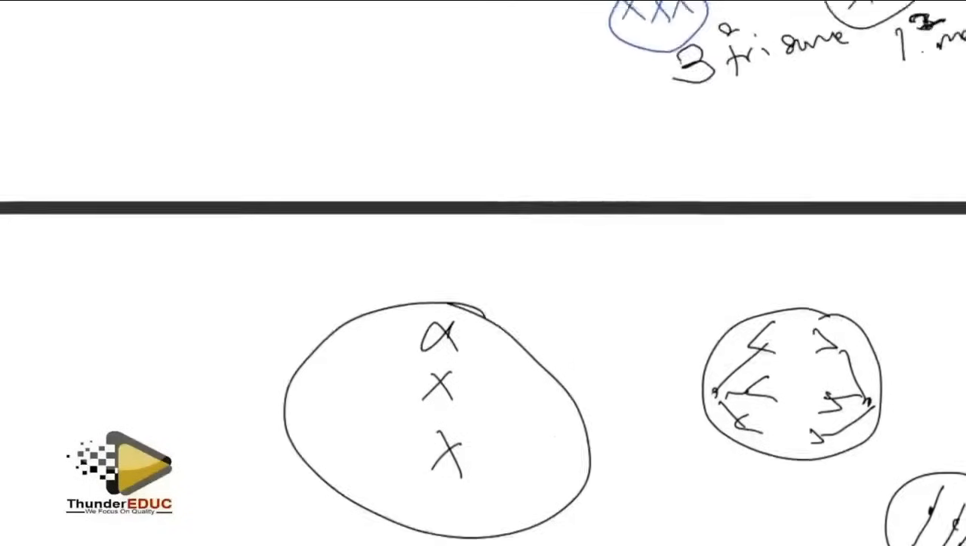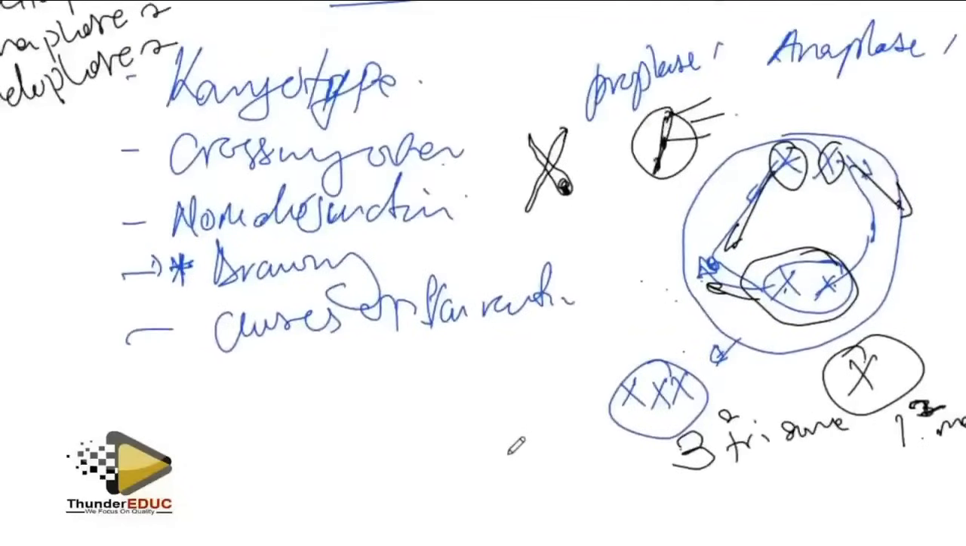Let's go back to this last question of meiosis. Then we conclude it. Okay, now they are saying drawing variation. What is variation?